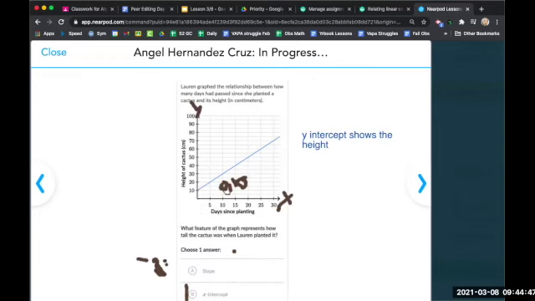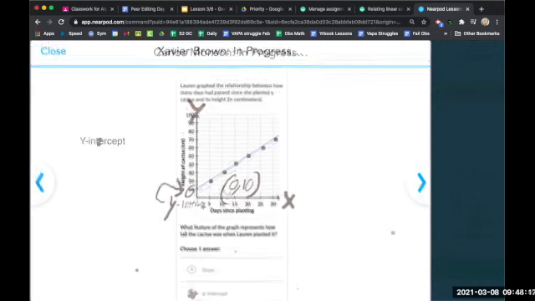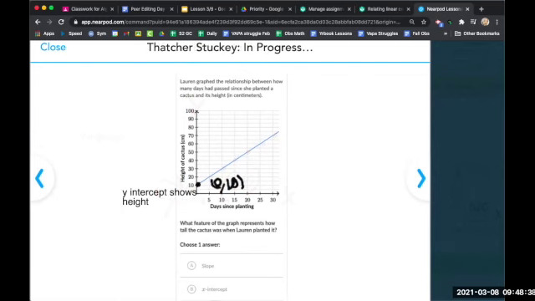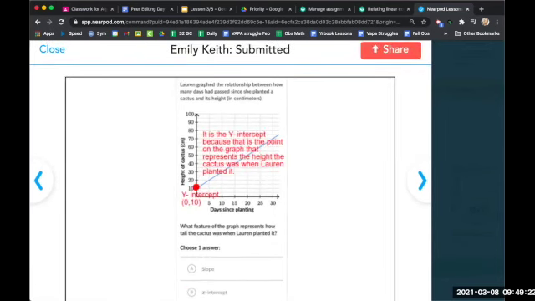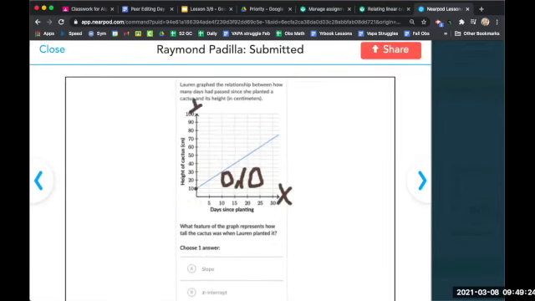Angel's got full credit for this. It's the y-intercept showing the height. Xavier, nice job looking at that. Look at the arrow, look at the answer, put the point. Over here, Thatcher Stuckey's got it. He's on his game today. We love to see that. Emily, good job. Look at that in her classic red. Very nicely done. It's the y-intercept, very well labeled.